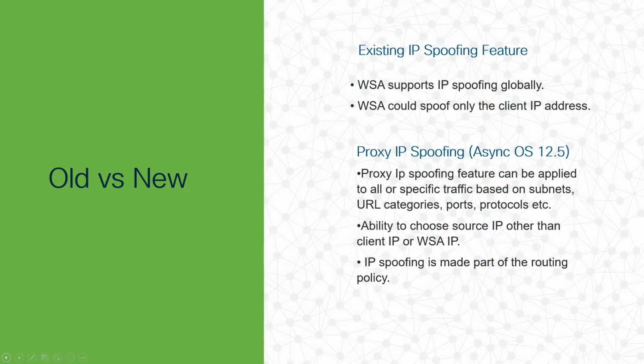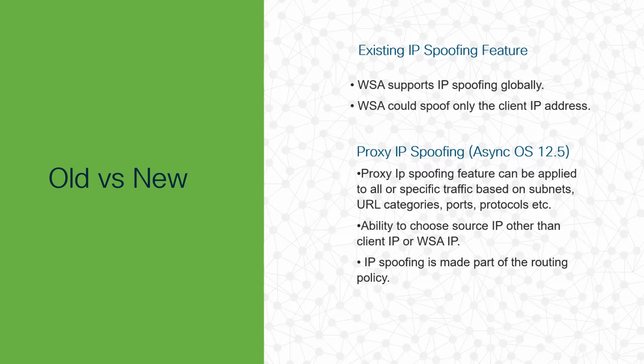Moving on, people who have been working with the Cisco Web Security Appliance for a while now know that the IP spoofing feature has been available in Async OS versions prior to 12.5. So what did we change? I would define this as an extension of the feature. The basic concept remains the same. IP spoofing is no longer a global option. You have better controls on how you implement it.